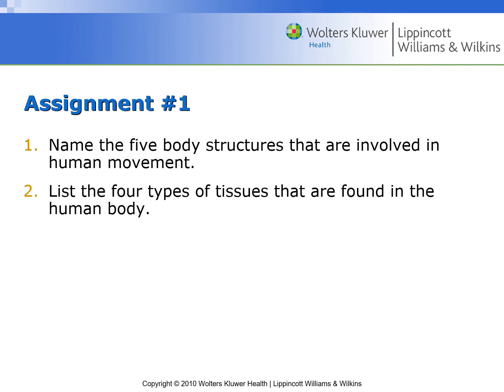Okay, so our assignment for this week is to first name the 5 body structures that are involved in human movement. And number 2, list the 4 types of tissues that are found in the human body. Now, I don't want you to be confused by the fact that this says assignment number 1. Even though this is week 2, technically this is the first assignment because it's coming from the anatomy textbook that we were using. So this is the first chapter that we looked at. So when you submit your sheet, just put on there week number 2, assignment number 1, and I will know exactly what you mean.